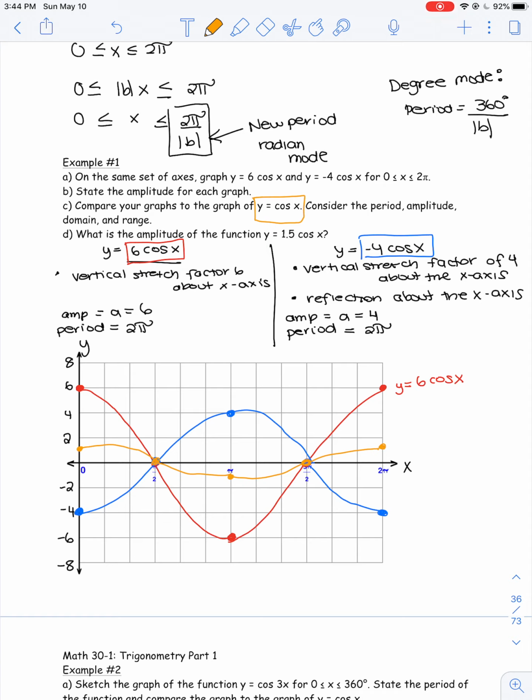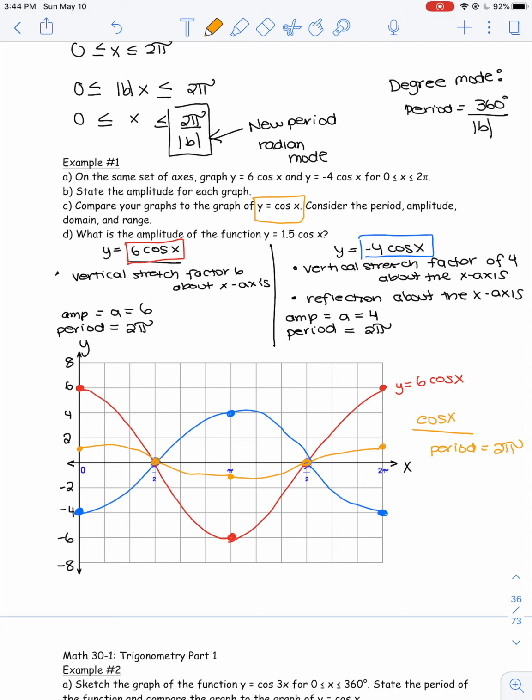Okay, so it looks like the red one, but because there was a 6 in front of cos x, it just stretched it higher for the maximum and lower for the minimum. So it changed your height, your maximum, and your minimum. And then the blue one doesn't look exactly the same because there was a reflection that flipped it over. Okay, so consider the period, amplitude, domain, and range. So if we're looking at cos, I'm just going to write down those features. So with cos of x, the period should always be 2 pi.